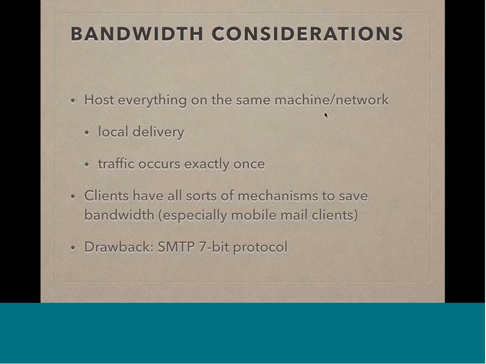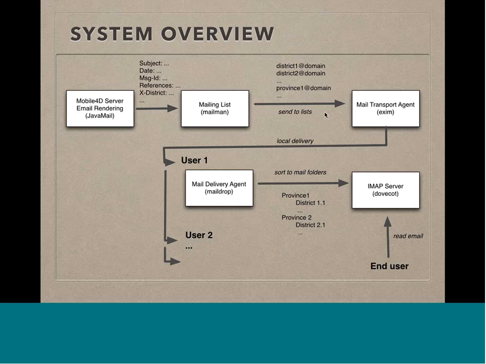Okay, I'm coming to the end. Here's again a system overview. I will use that to sum up shortly. It starts in the first box in the Mobile 4D server, the server that sends out the alert, which does the email rendering. We are using JavaMail for this, which is a library in Java that simply renders emails in a correct way. Then you end up with an email that has a subject, a date, a message ID, references, and the X-header information, and this will be sent to the mailing list.